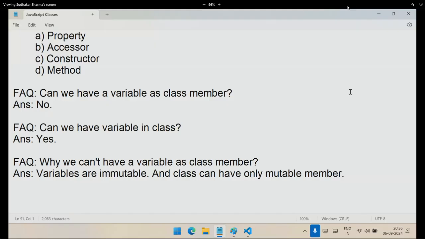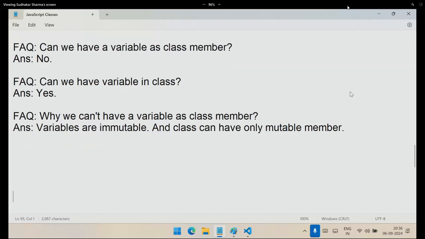So technically, why is a variable not allowed in a class? Because variables are immutable. Not allowed in a class means not allowed as a class member. So we will prove that point here. Then how do we store the data? We have to store the data in a property. So in class members, the first one is property. So what is a property in a class? We will see.